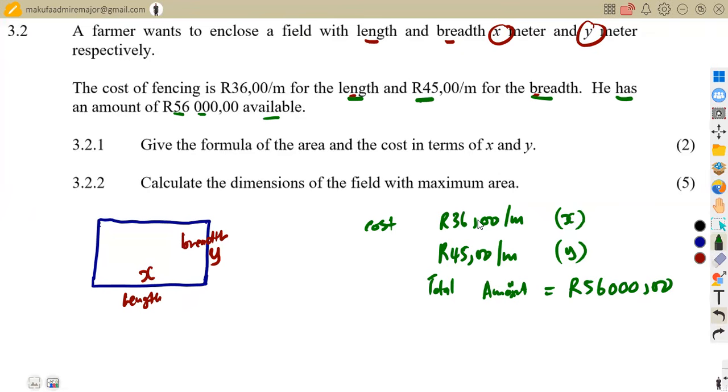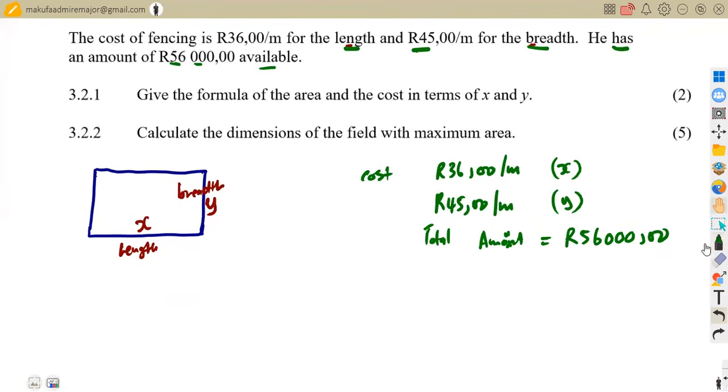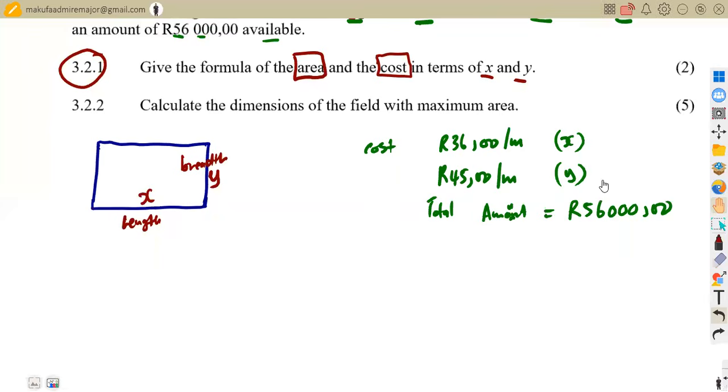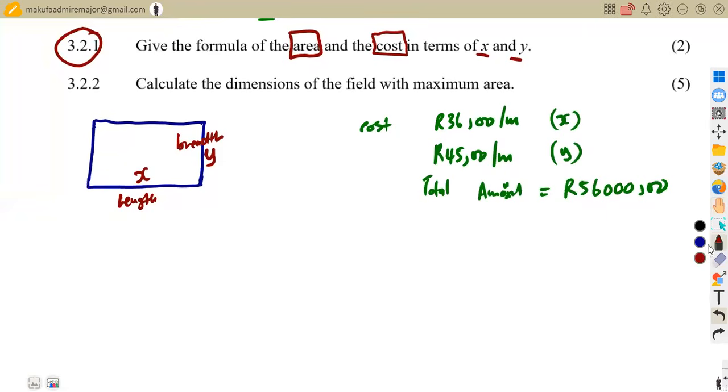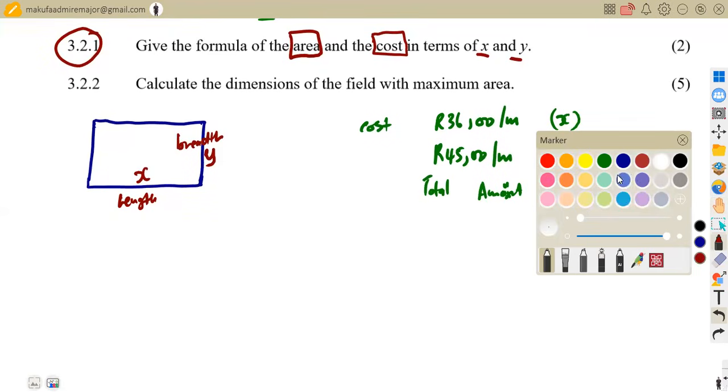It means we can even formulate an expression from there. Okay, let's forget about that. Let's go to the question. 3.21, give the formula for the area and the cost in terms of X and Y. All right, we need two formulas here. One is going to be for the area, and the other one is going to be for the cost. But these formulas must be given in terms of X and Y. Let us take the one for the area first. This one is direct.